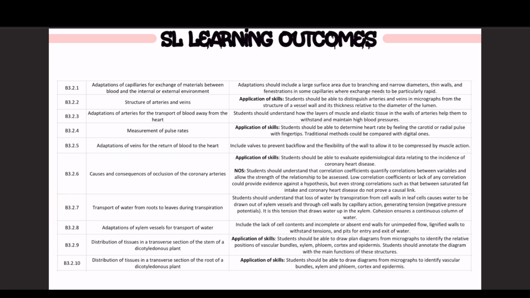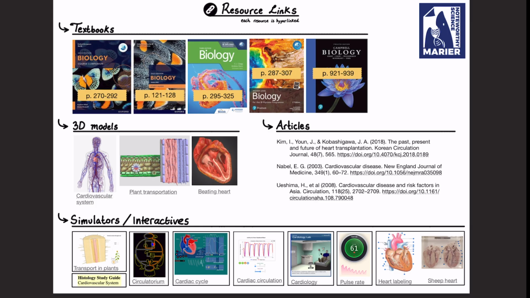So the second part of these learning outcomes really explored how transpiration occurs in plants. The major process that we discussed was transpiration, and how water can be moved from the roots all the way to the leaves. We then explored the adaptations that xylem vessels have in order to facilitate this transport during transpiration. And then we explored the distribution of tissues both in the stems and in the roots. For both of these, students should be able to draw a plan diagram showing the distribution of these different tissues.